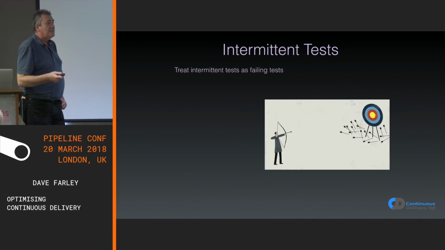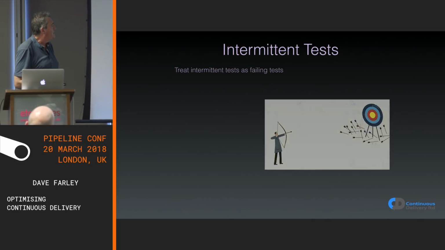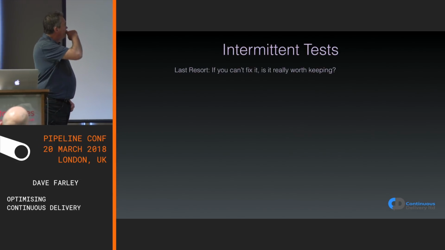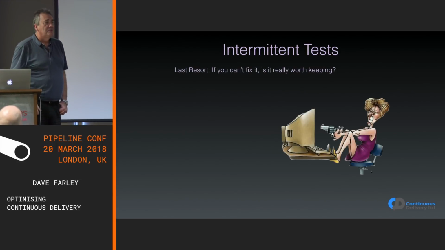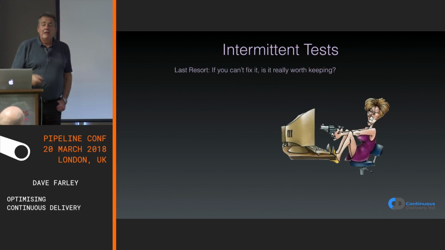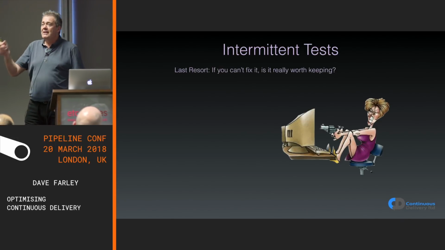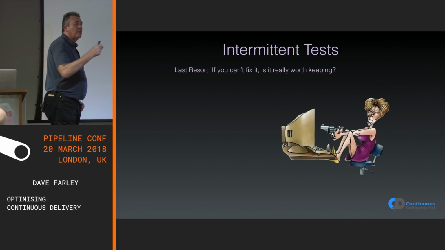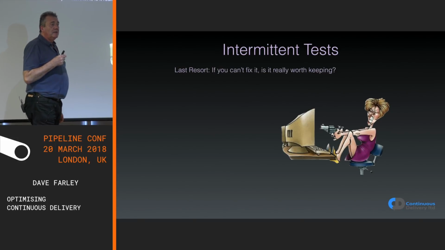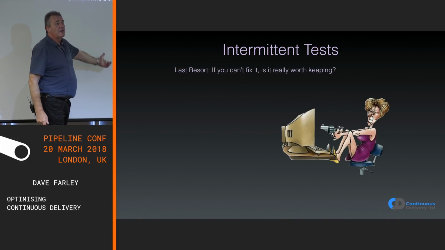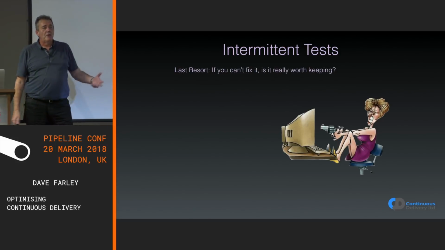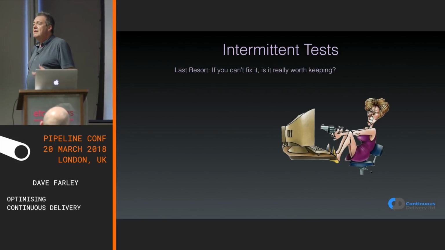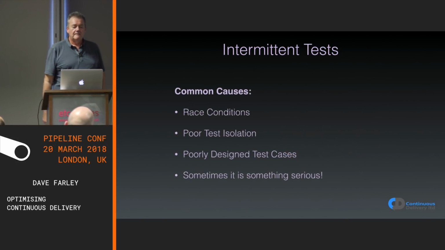So treat intermittent tests as failing tests. Expend the energy to fix them and address them. As a last resort, you've got to question the value. So do track your intermittent tests, but if a test is intermittent, what it's doing is, half the time at least, lying to you. And so you've got to question the value of keeping it around. It's giving you a bad signal, and you've got to decide what you're going to do about that.